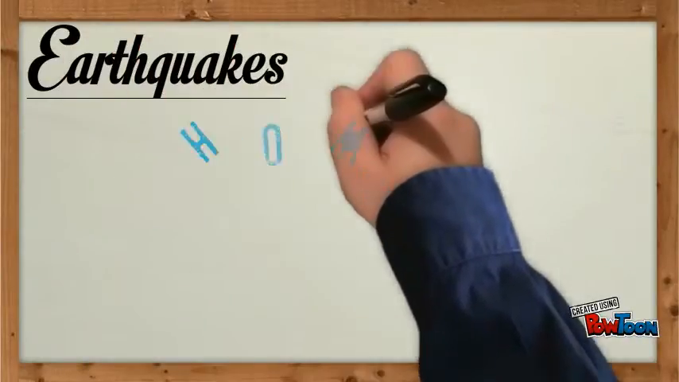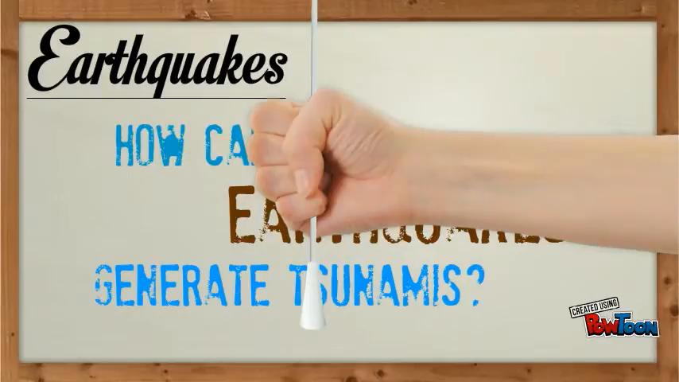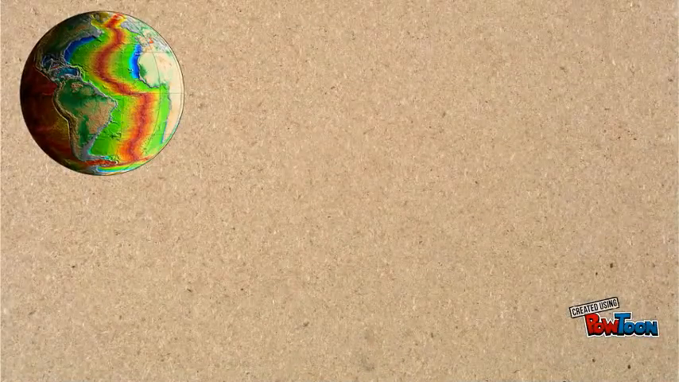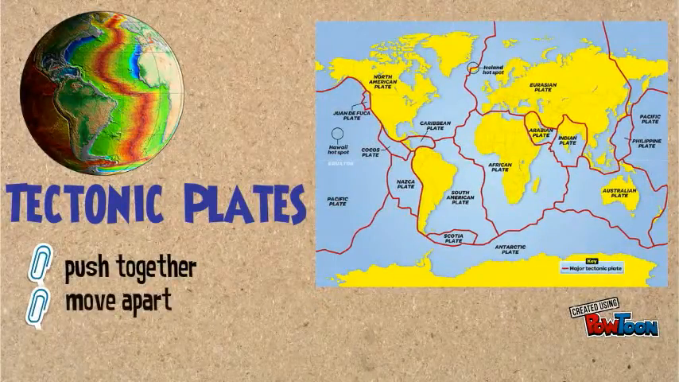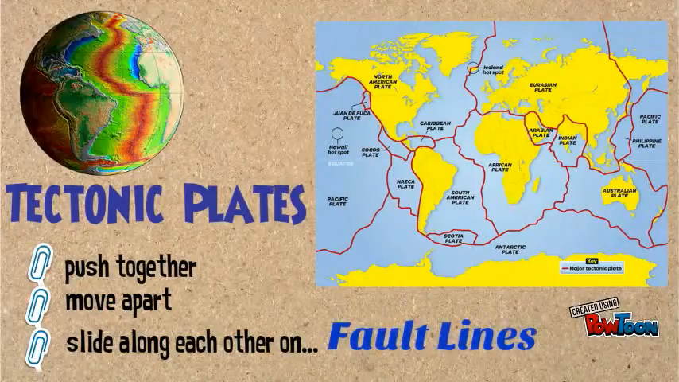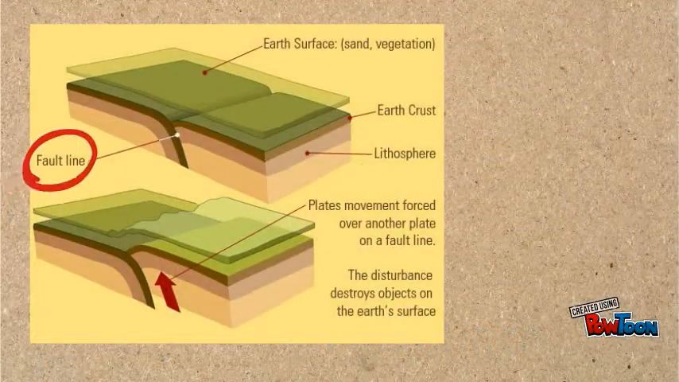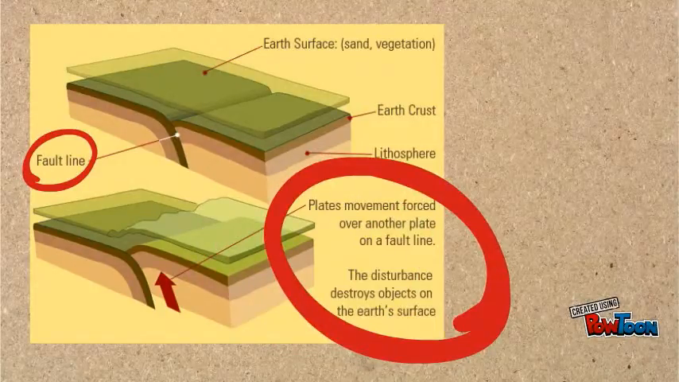As indicated, tsunamis are quite often caused by earthquakes. So how can earthquakes generate tsunamis? Well, Earth's crust is like a spherical puzzle that's made up of many individual tectonic plates. These plates can push together, move apart, or even slide along each other on fault lines, which are regions that divide these plates. When these plates press together on the fault lines with their jagged edges, they end up building up a lot of pressure, which eventually causes the plates to slip along the fault lines.